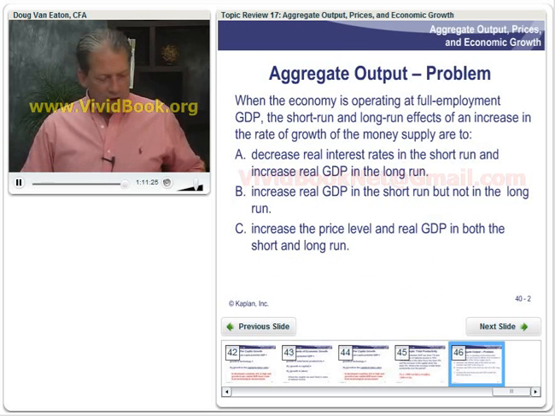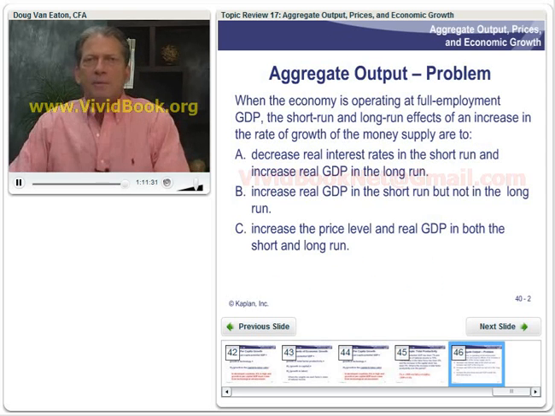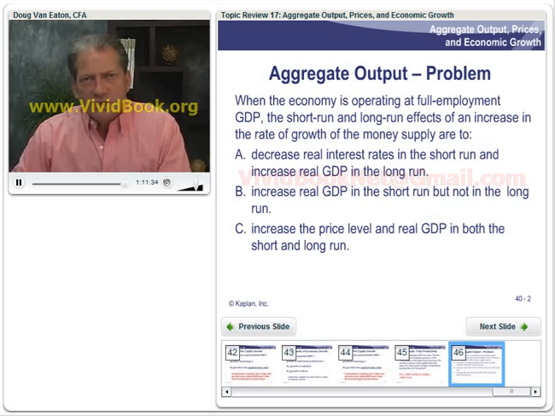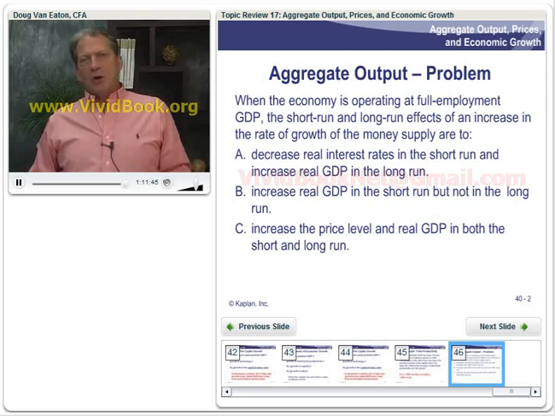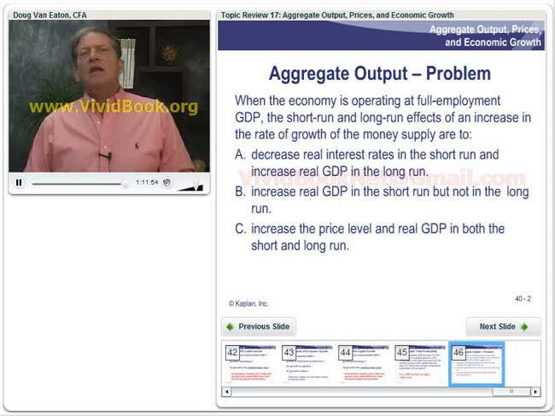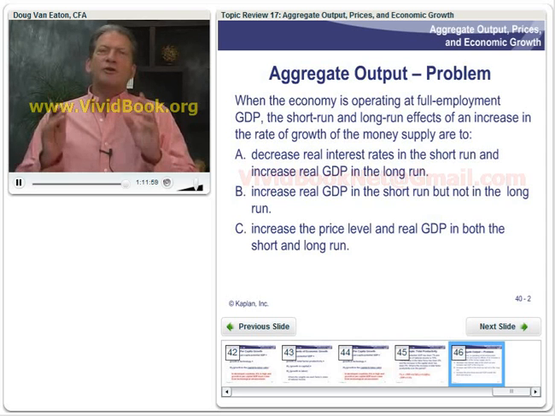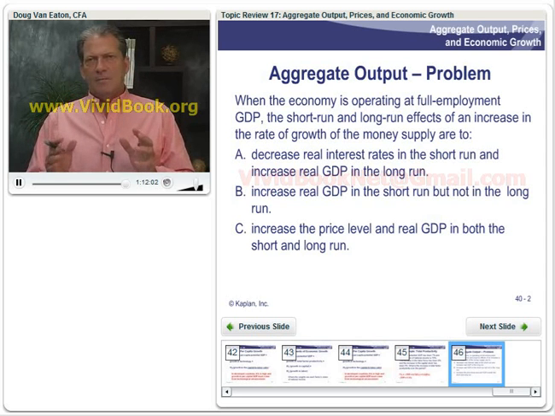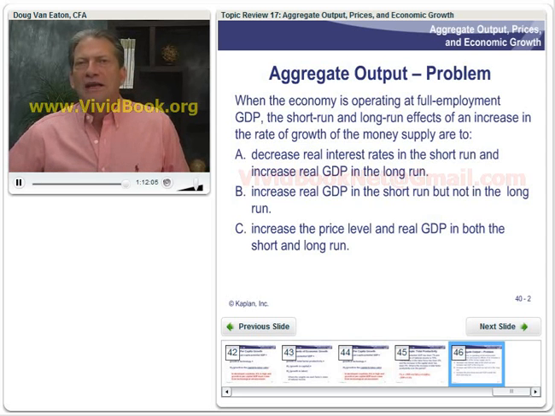Okay, one last problem here I'd like you to wrestle with, to help cement some of these ideas so you can carry them along with you. When the economy is operating at full employment GDP, the short-run and long-run effects of an increase in the rate of growth of the money supply are... Well, we know about equilibrium in the money market. Increase in the growth rate of the money supply, at least in the short run, decreases real interest rates, increases production, output. But remember from our graphs, in the long run, because we're starting at full employment.